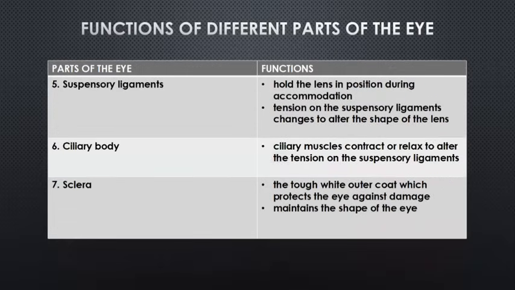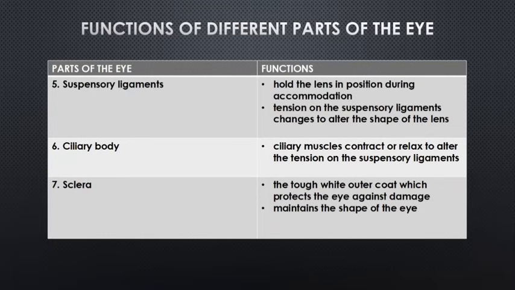Now, let us look at the suspensory ligament. Remember, the suspensory ligament, they are attached to the lens. And then because they're attached to the lens, therefore they keep the lens in shape, or they hold the lens in shape during what we call accommodation, which we're just going to talk about, okay? And then we have got the ciliary body, right? The ciliary body, or the ciliary muscles, these muscles, they contract or they relax in order to change the tension on the suspensory ligaments, right?